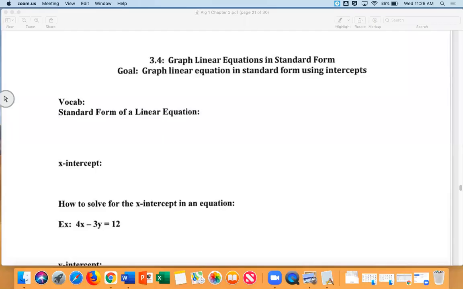All right, so 3.4 is all about graphing in standard form. So what is standard form? Standard form is the equation of a line that looks like this: Ax plus By equals C. So what does this mean?